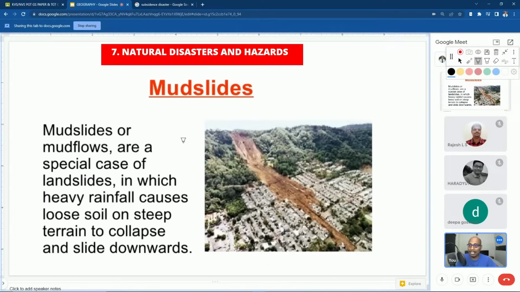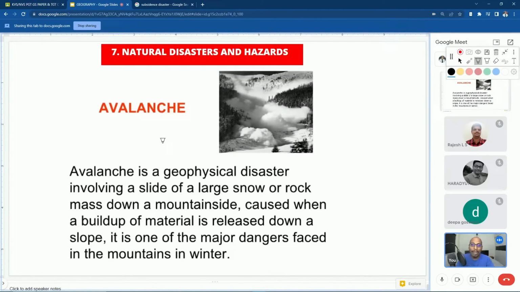So mudslides or mud flows are a special case of landslides in which heavy rainfall causes loose soil and steep terrain to collapse and slide downward. When they come down, they bring not only mud, but a lot of trees and boulders also, and it will completely cover the houses next to that landslide, and people lose their lives also. Then avalanches. In the northern part of India, in the Himalayan ranges, we can find avalanche prone zones also.